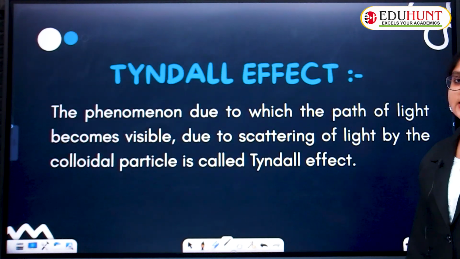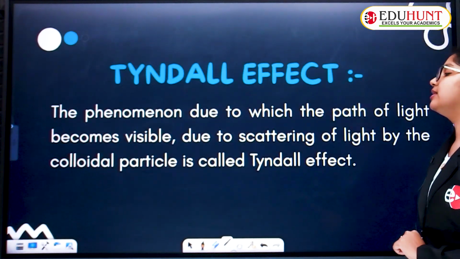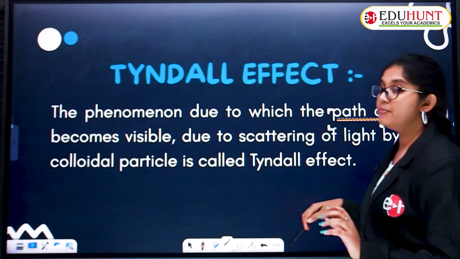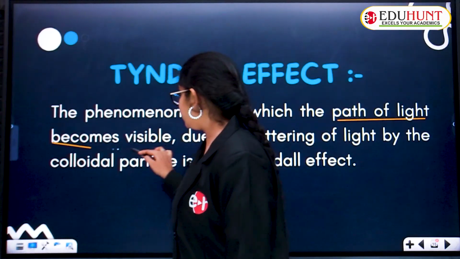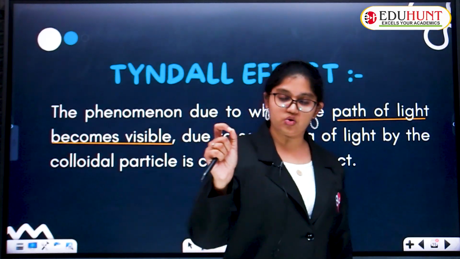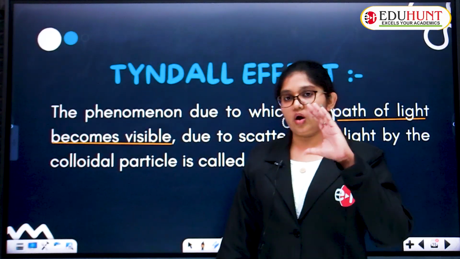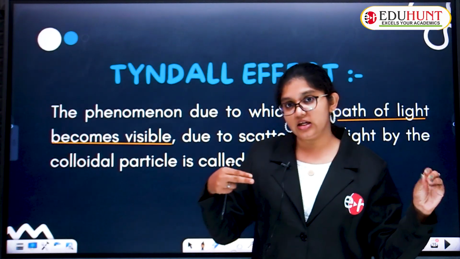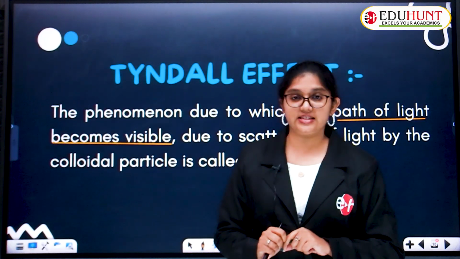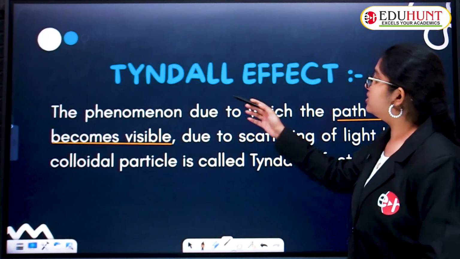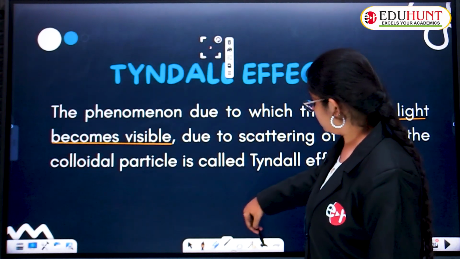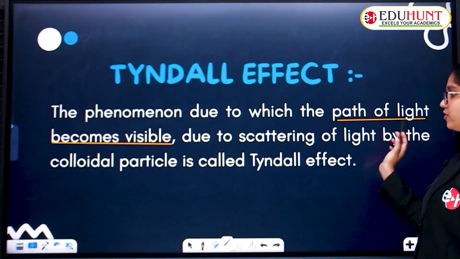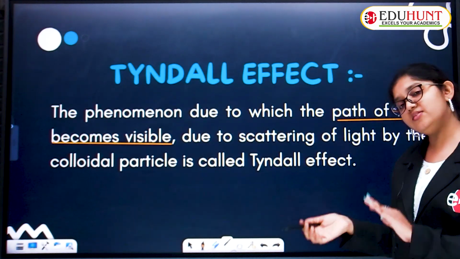What is the Tyndall effect? It is a phenomenon due to which the path of light becomes visible. How does the path of light become visible? If you turn on a source of beam, a torchlight, and pass the light into a solution, the path, the way of the light, if it becomes visible, then we can say it is having a Tyndall effect. The phenomenon due to which the path of light becomes visible.